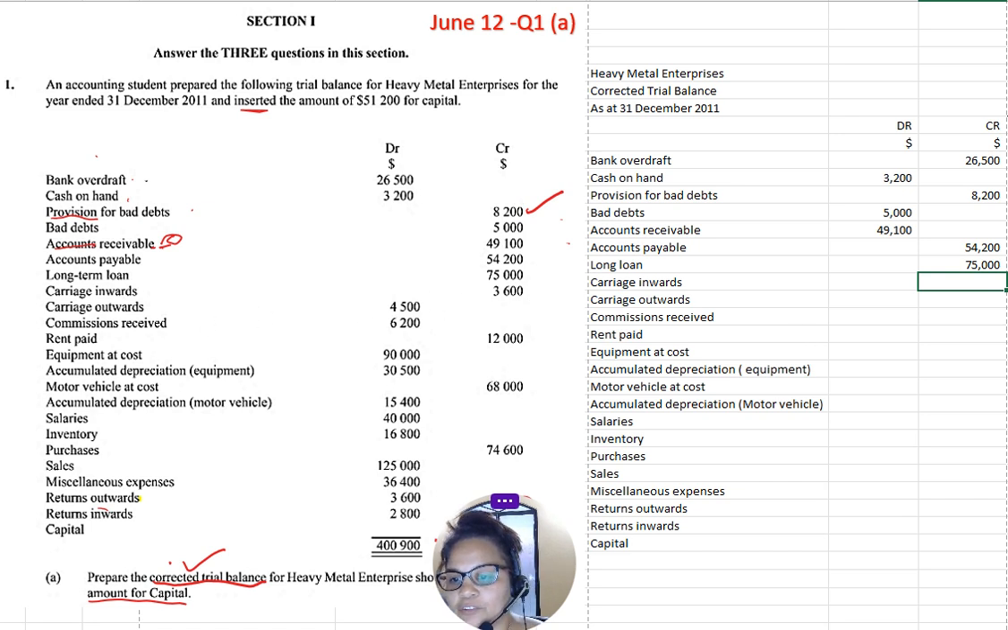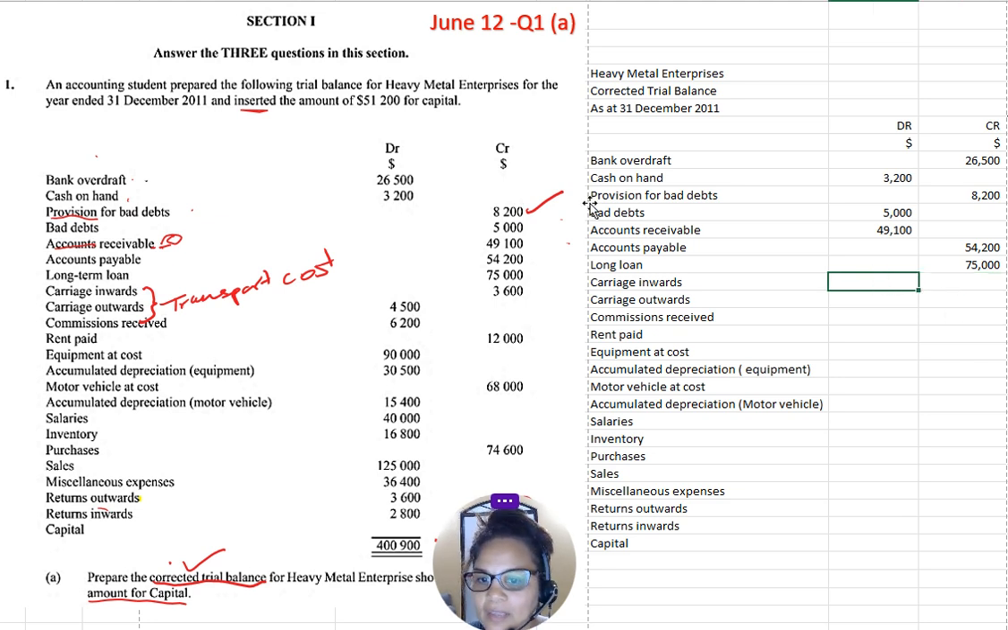Carriage inwards. Well, let's look at both carriage inwards and carriage outwards. What is carriage inwards and carriage outwards? Both carriage inwards and carriage outwards are transport costs. And since both are a cost towards the company, that means both of them reduce your profit. And both of them mean an additional expense towards the company. And as you know, an expense is a debit in your trial balance. So both carriage inwards and carriage outwards are debit values in your trial balance.